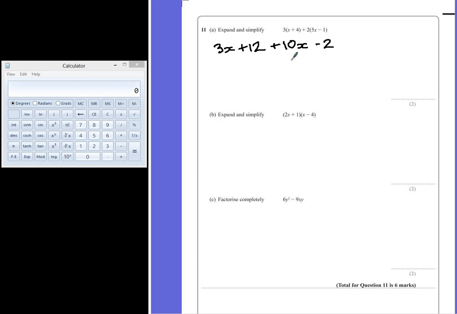To simplify it, we just need to gather all of the terms that are the same together. So we have 3x add 10x is 13x. And then we have 12 take away 2, which is plus 10.